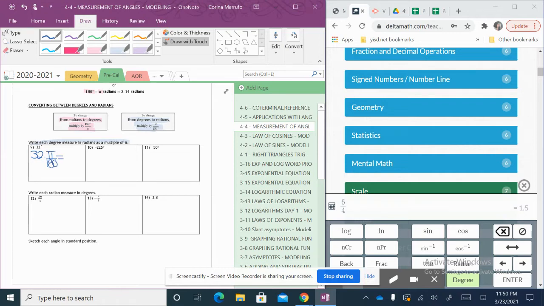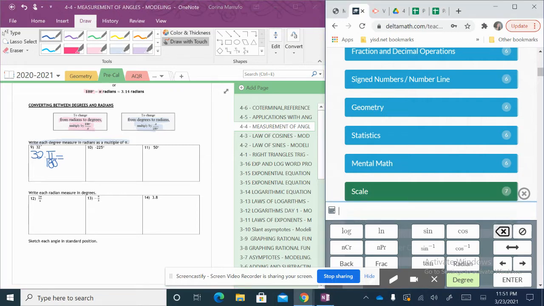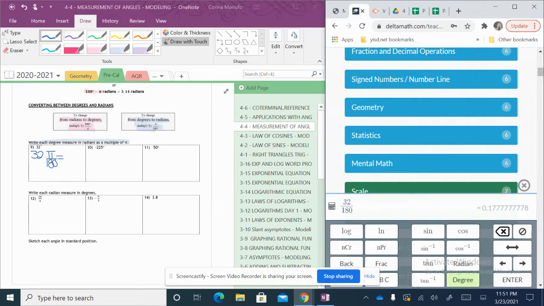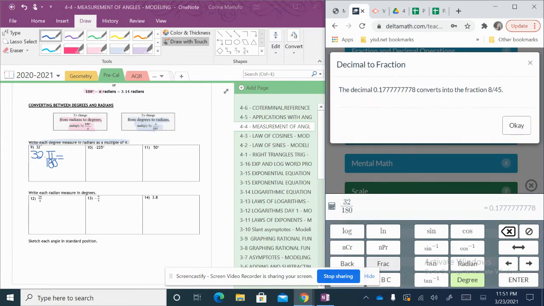Okay, so this is equal to, now in our calculators, we are going to put this in as 32 divided by 180. Then I'm going to go to functions and press fraction. So it gives me the simplified fraction here on Delta Math. It's 8 over 45. So the way that I write this is, I still have this pi at the top, so it'll be 8 pi over 45.